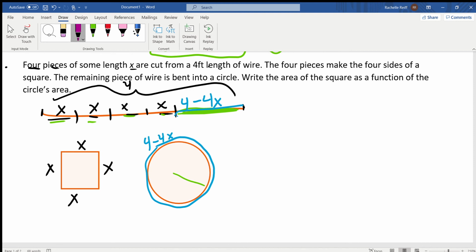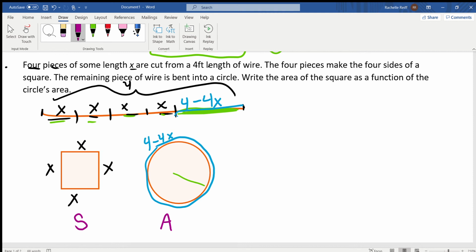So let's keep going. It says, write the area of the square as a function of the circle's area. So we're going to do something similar to what we did before. I'm going to write S for the area of the square, and A for the area of the circle. Now, I know some of you are wondering why I'm not writing C for circle. Well, because C, when we're talking about circles, usually means the circumference, and I didn't want us to get confused. So that's why I was writing A for the area of the circle.